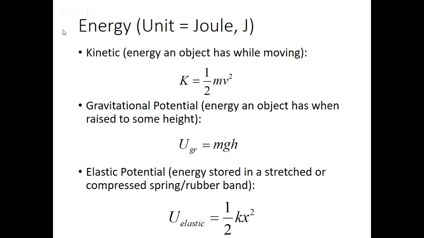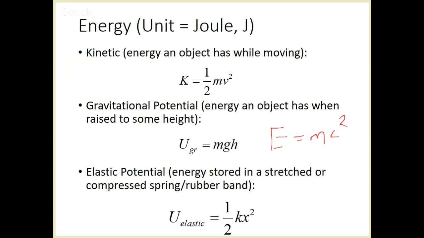There's a ton of other types of energy. For example, Einstein's good old E equals mc squared. I'm not going to ask you anything about E equals mc squared, so don't worry about that. That's just the rest energy of anything. If you were able to convert your entire mass to energy, that's how you would do that. But we're not worrying about that yet.